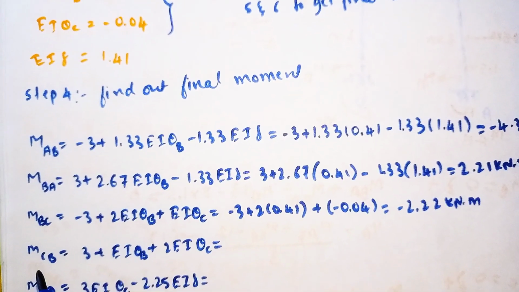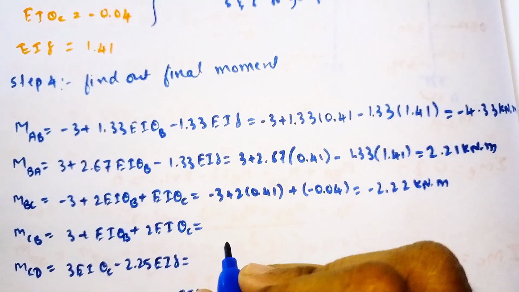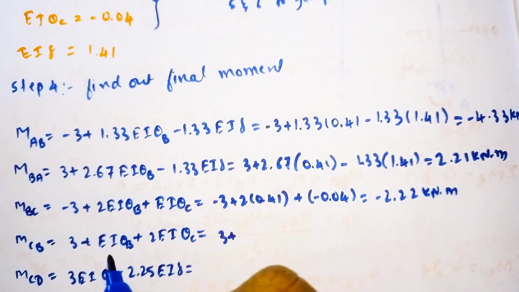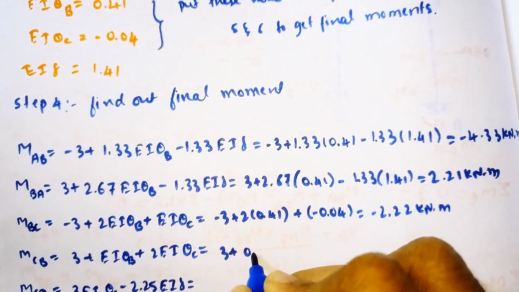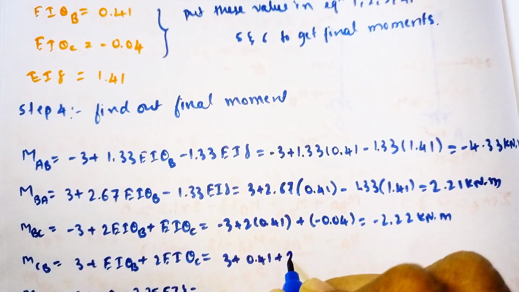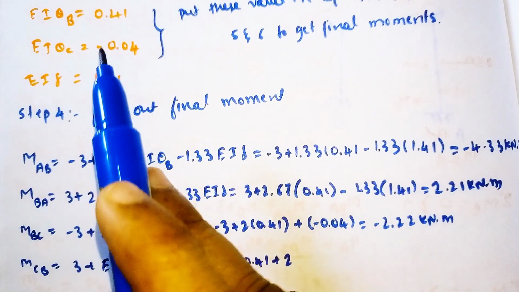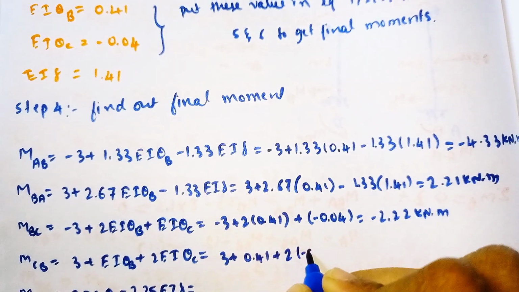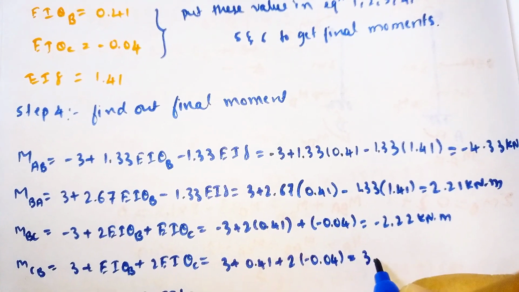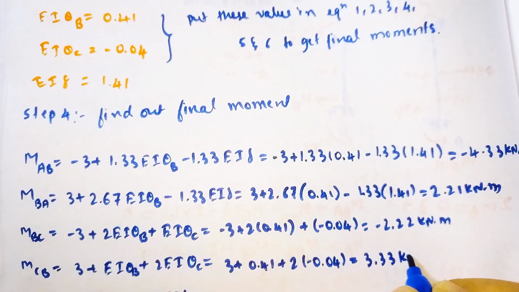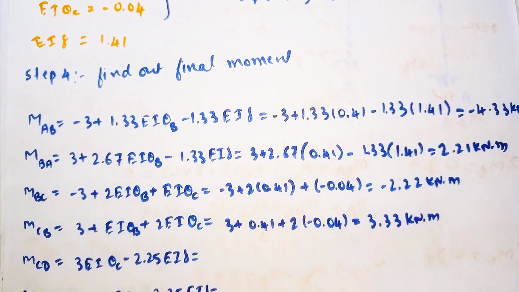So now similarly for MCB is equal to 3 plus EI theta B, the value we got was 0.41, plus 2 EI theta C, the value we got was minus 0.04. By simplifying it will come out as 3.33 kilonewton meter, which is our MCB value.